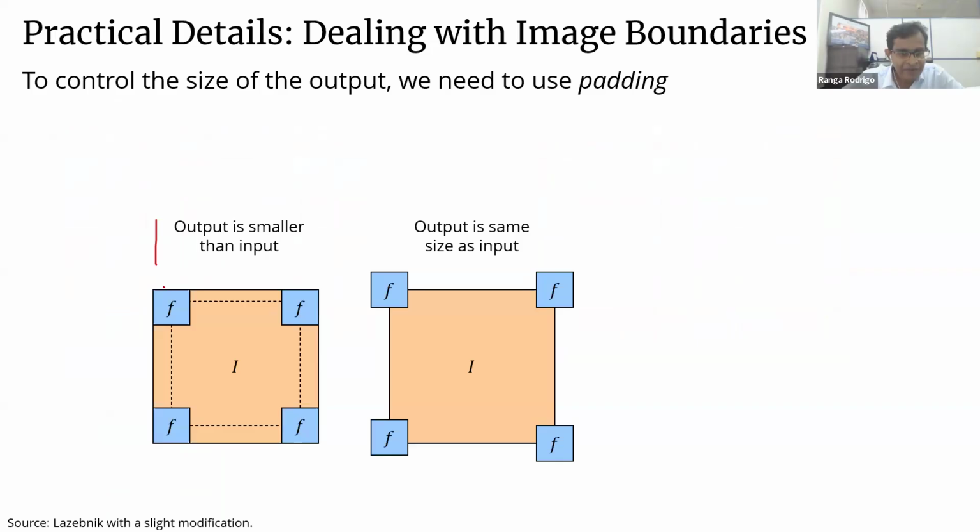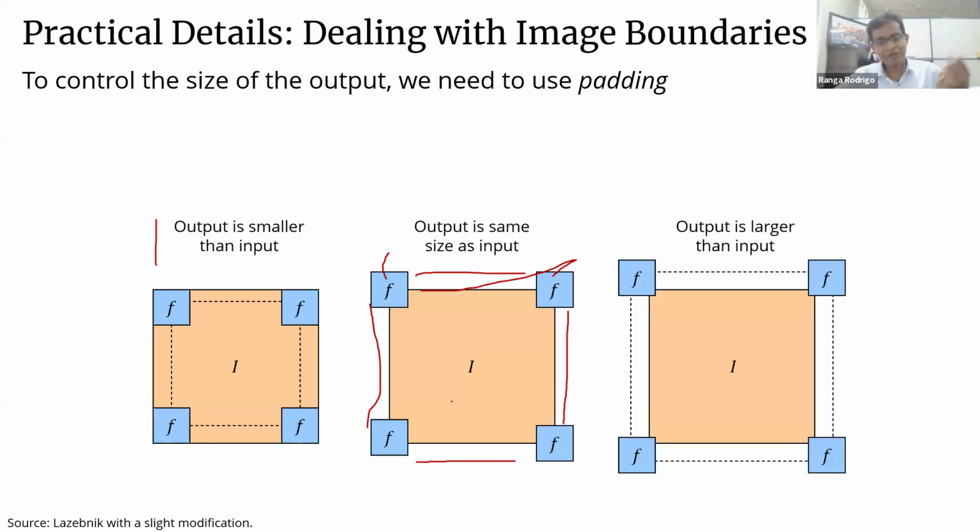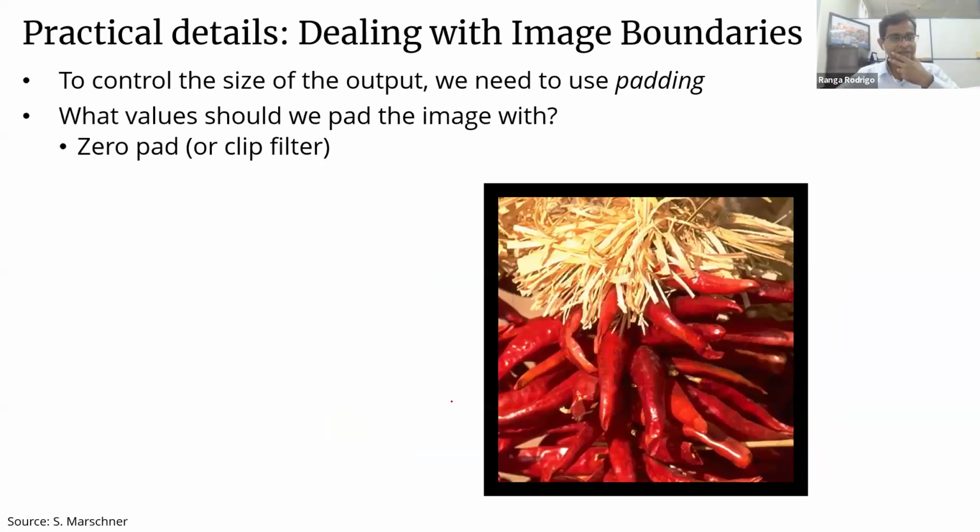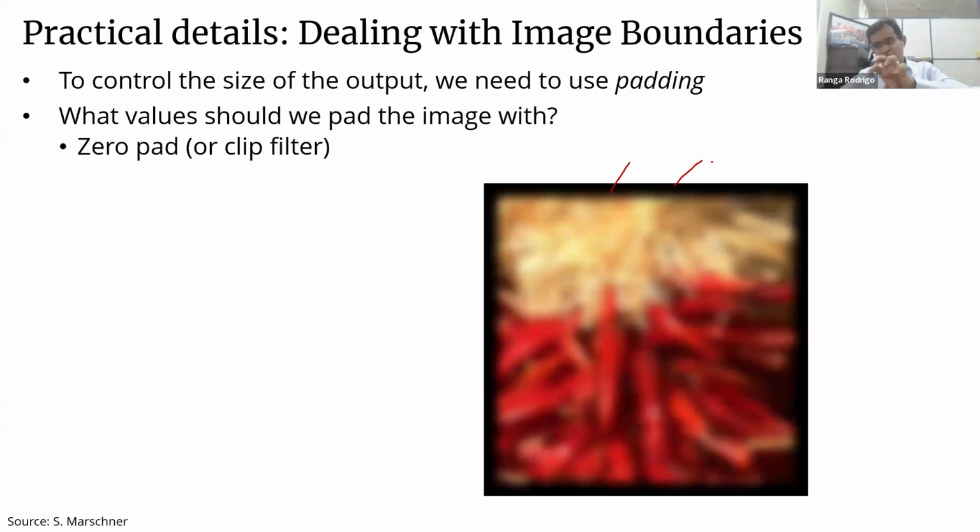You can get an output the same size as the input if you pad when the kernel goes outside the image. Keeping the same size is usually important for convolutional neural networks, and that's why people use it. Your output can even be larger than the input. To control the size of the output, we need to use padding. What value should we pad the image with? We can do zero padding, as you see here in black, padded with zeros. Then your output will have a dark border outside.